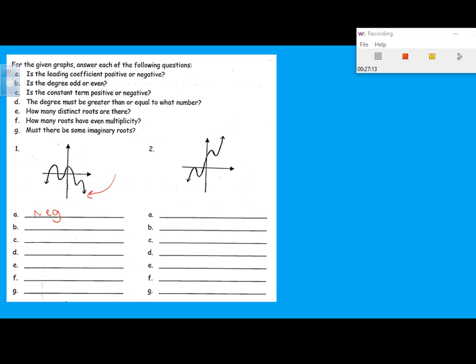The next question says, is the degree odd or even? Since both of the branches are going the same direction, I know that it must be an even degree polynomial.